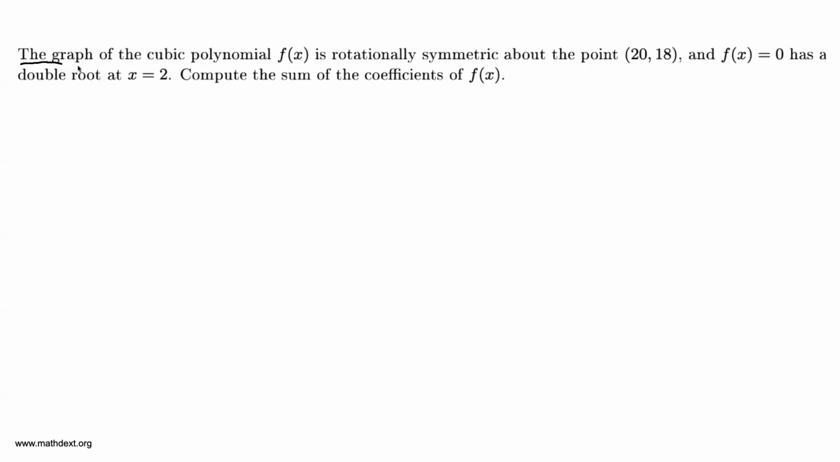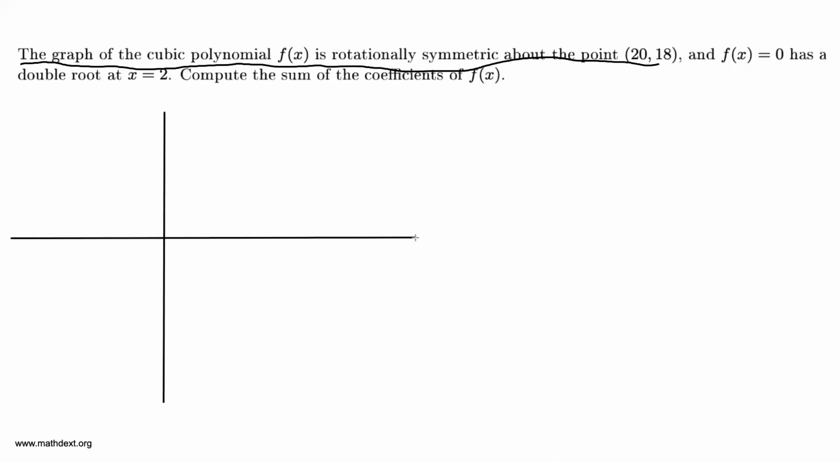The problem gives us that the graph of this cubic polynomial f of x is rotationally symmetric about the point 2018. And what does that mean? It simply means that if you draw the graph of f on the Cartesian plane and you look at this point 2018, then f of x kind of does the same thing on both sides of this point, except you're rotating f of x. So for example, you could have a function that looks something like this. And then it would look something like this.